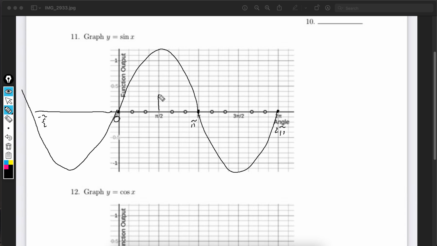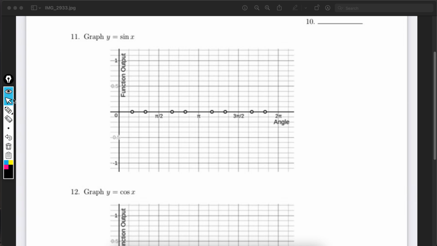And our peak would be up here, our trough would be down here. Likewise, just like this. Always. I like to think of the sine as the one that passes through the x-axis and the y-axis, right at the origin. Boom. Now, let's go to the next one.